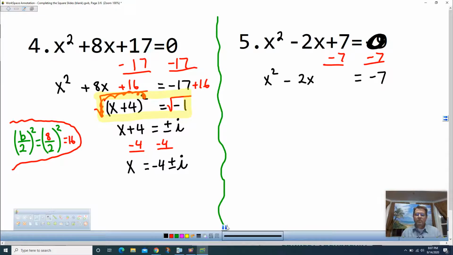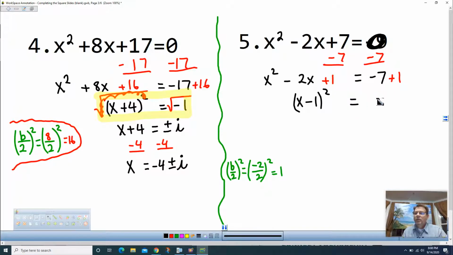Okay. So I'm going to come down here and do a little bit of side work. And we said it's (b divided by 2) squared. So in our case, that's going to be (-2 divided by 2) squared. So -2 over 2 is -1. And you square -1, you get positive 1. Okay, so we're going to add 1 to both sides of the equal sign. Okay, so I'm going to factor this guy. So it's going to give us (x - 1)², because we got that negative there, equal to -6 in this case.